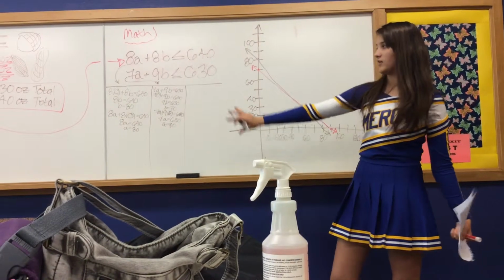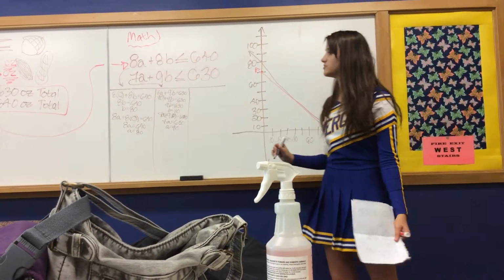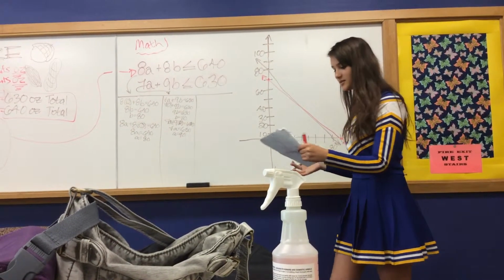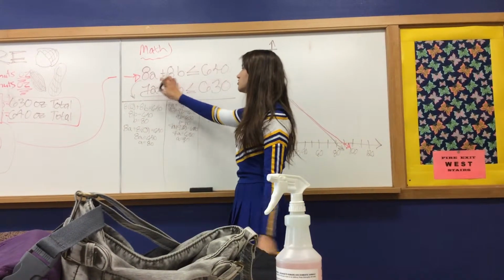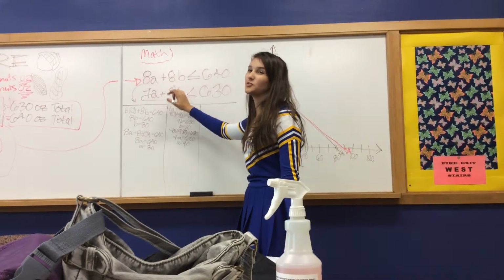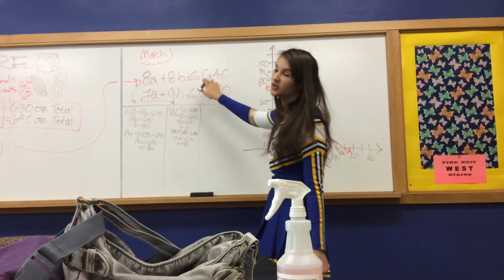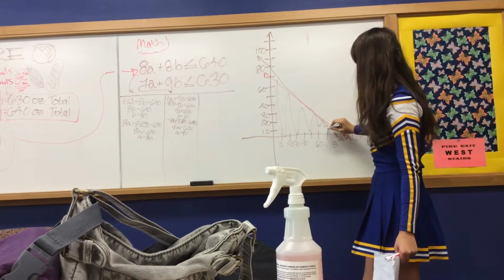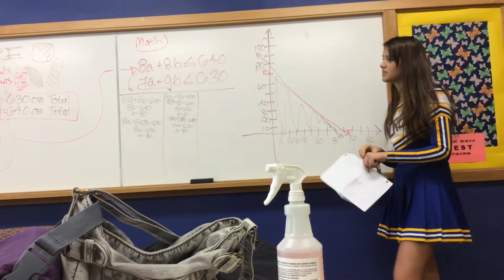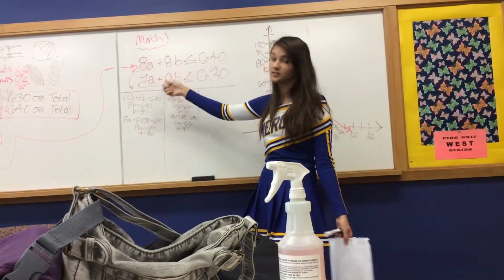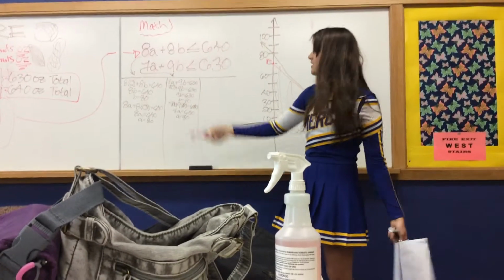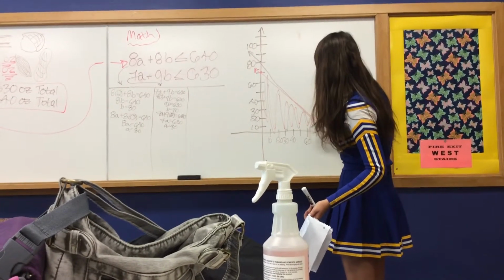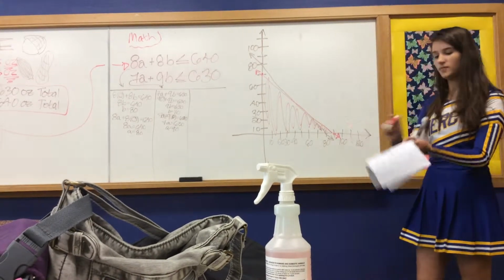All right, now that you have that worked out, you have to figure out where these share common shading space. In order to do that, you plug in zeros for both. 8 times 0 plus 8 times 0 would be 0 plus 0, which is less than 640. So that one is going to shade this way. And 7 times 0 plus 9 times 0 is 0 plus 0, which is less than 630. So this one's going to shade this way, like that. And obviously the shared space is right here.